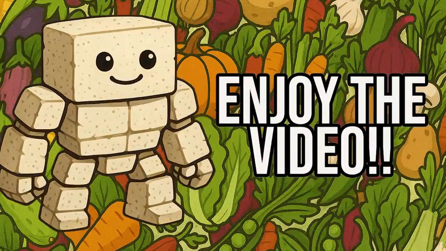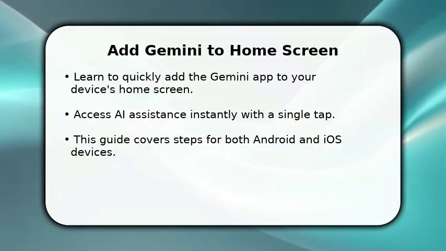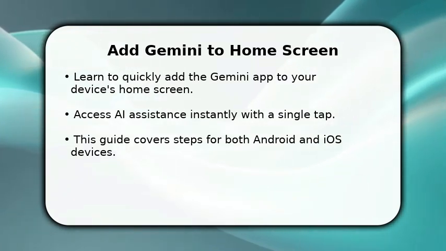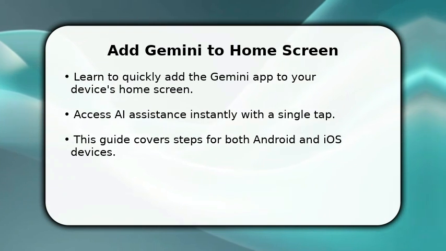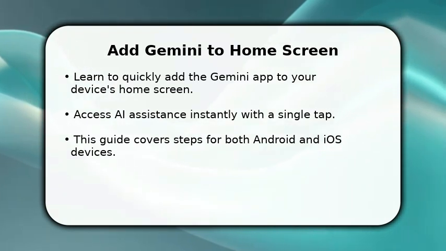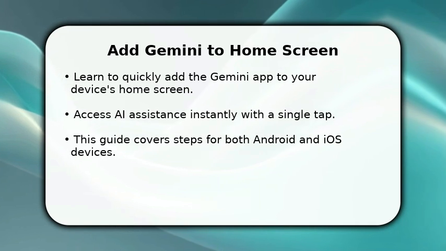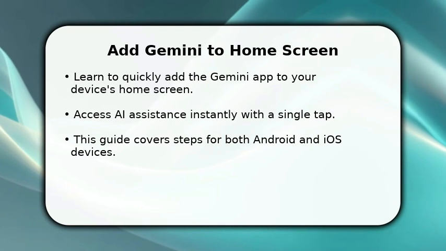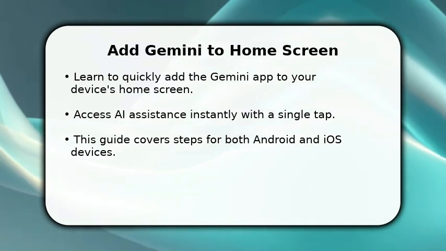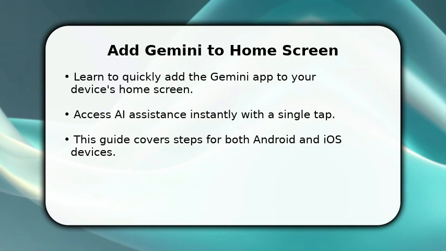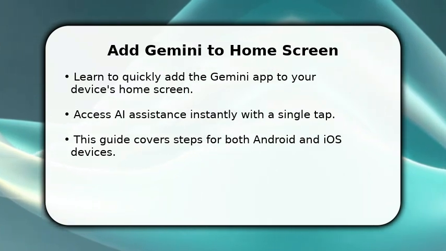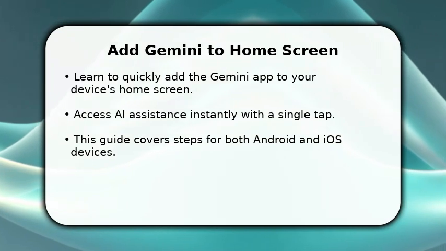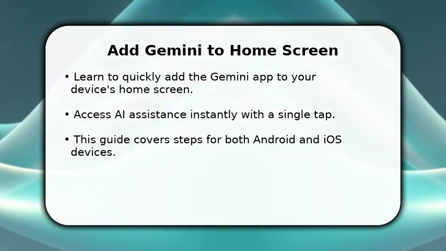Please enjoy the video. In this video, I will explain how to get the Gemini app on your home screen. This simple guide will help you quickly access AI assistance directly from your device. Having Gemini on your home screen means less searching and more doing, making your daily tasks smoother. We will walk through the specific steps for both Android and iOS, ensuring you can set this up no matter your phone type. Let's get started and enhance your mobile experience.